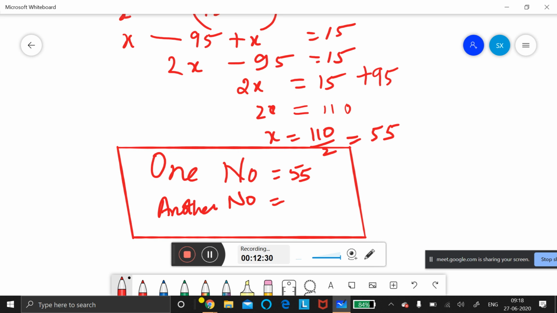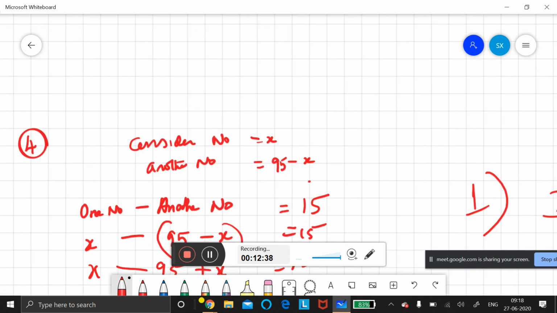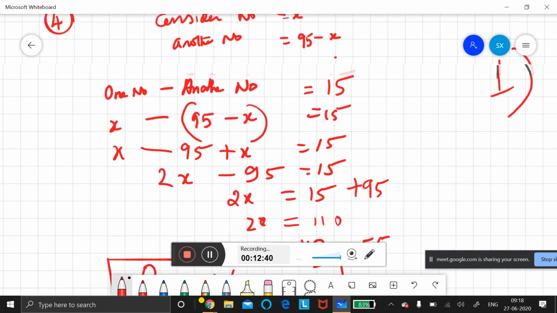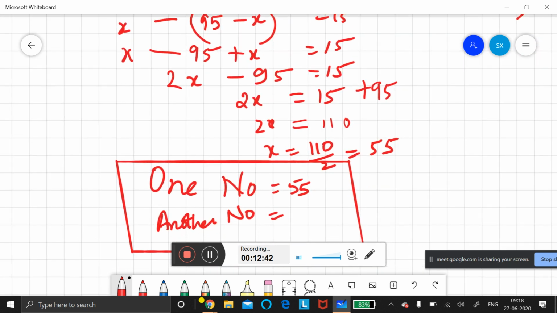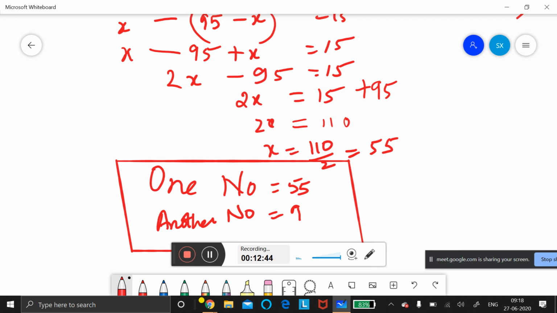What should you do? One number is 55. What should I do for the other number? You should go back to the sum and check. What have we taken? We have taken 95 minus x. So 95 minus 55 you should do. What is 95 minus 55, Samanth? 40. Okay, so one number is 55, another number is 40.